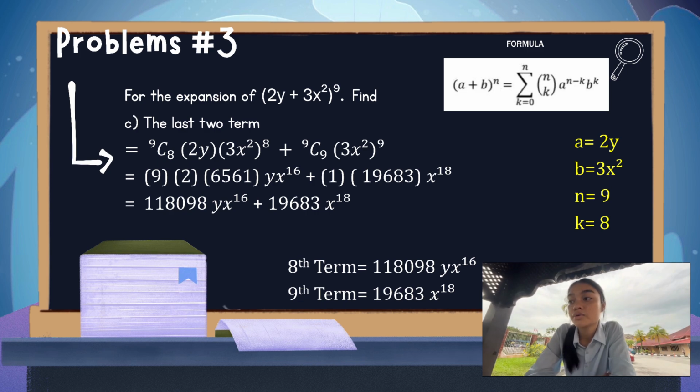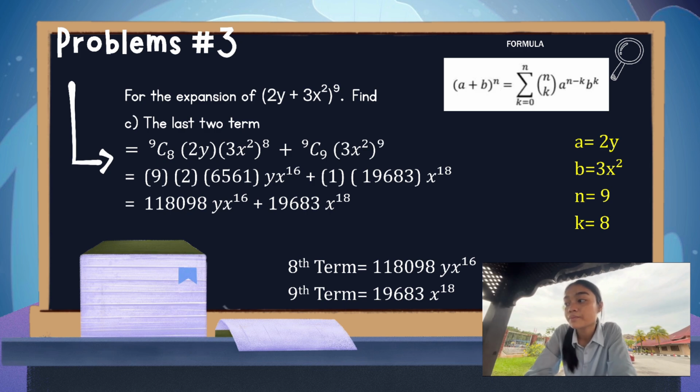How do we calculate this? We can just insert all the values into the formula, and we will write it as 9C8 multiplied by 2y multiplied by (3x²) to the power of 8 plus 9C9 multiplied by (3x²) to the power of 9. So we can find the answer for 9C8. We will get 9. For 2, we will get 2, and for 3 to the power of 8, we will get 6561, and y x to the power of 16, plus 9C9, the answer is 1. 3 to the power of 9, the answer is 19683, and x to the power of 18, because x to the power of 2 multiplied by 9 gives 18.